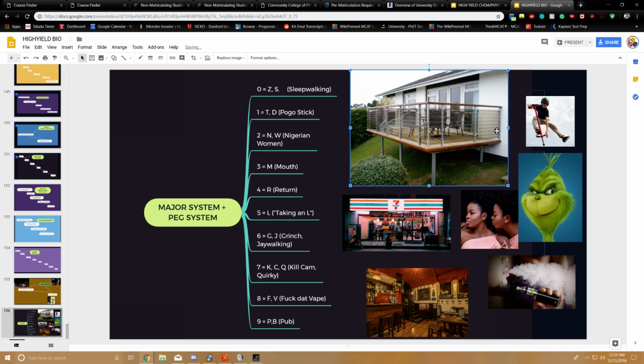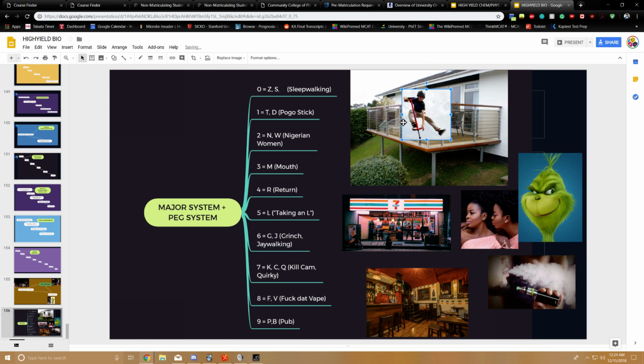In my house, I'm sleeping, and as a result, I'm sleepwalking towards the balcony. Sleepwalking is associated with the zero step: Z for zero, and S for sleepwalking. As I reach the balcony, I'm using a pogo stick. The pogo stick looks like a number one, and it also looks like a letter T. As I'm using the pogo stick, my titty is moving up and down.